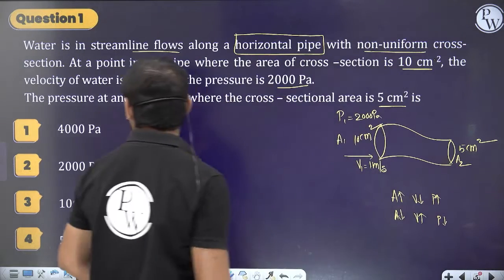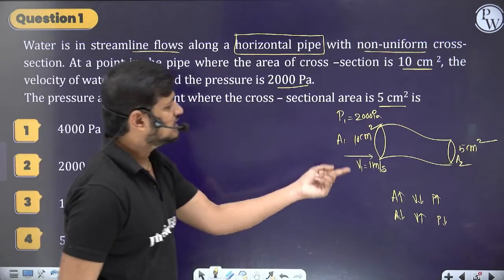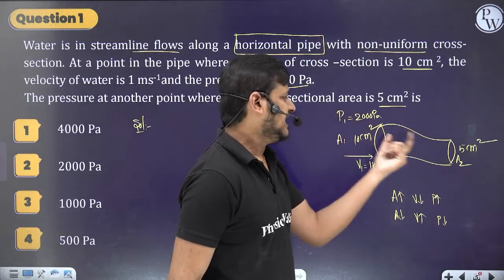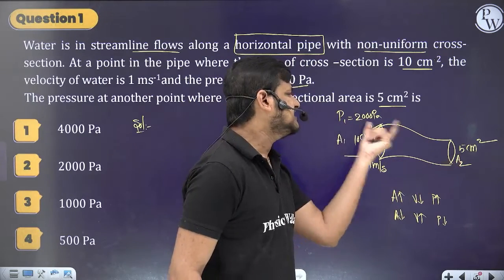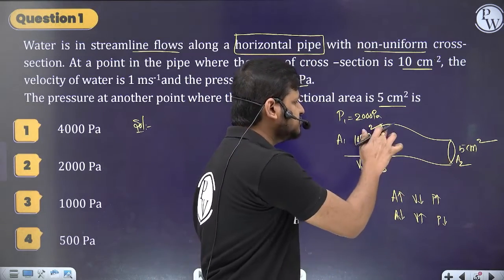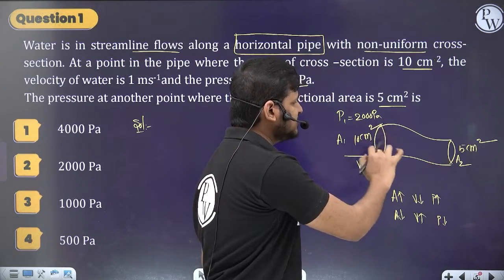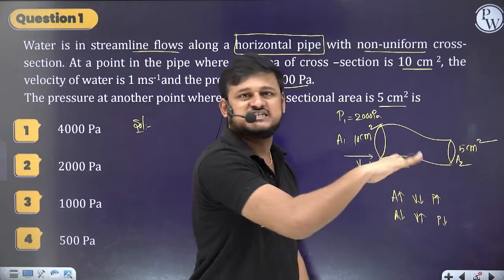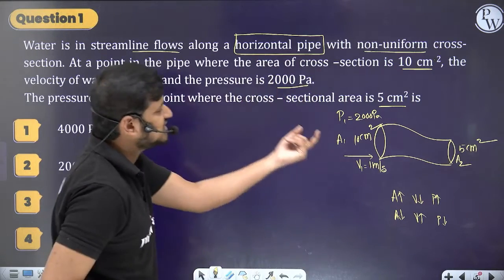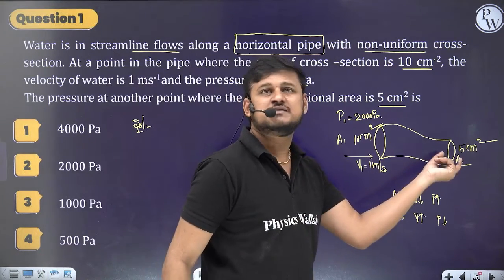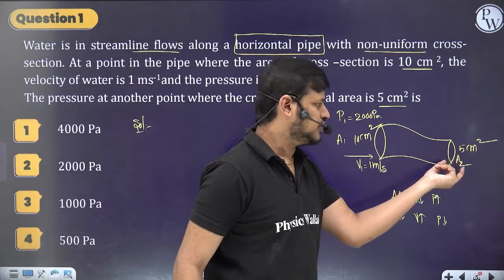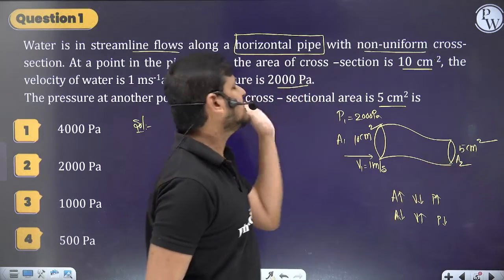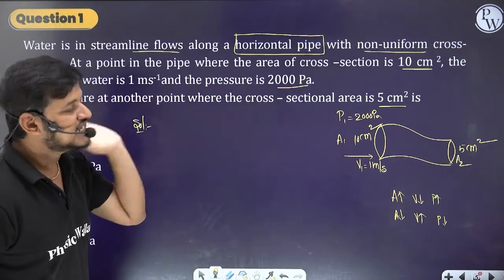So can you rule out some options? Here the pressure is 2000, and the pressure at the other point should be less, because there the velocity is more. Here velocity is less, pressure is more. There velocity will be more, pressure will be less, right? So the pressure we are going to calculate should be less than 2000.